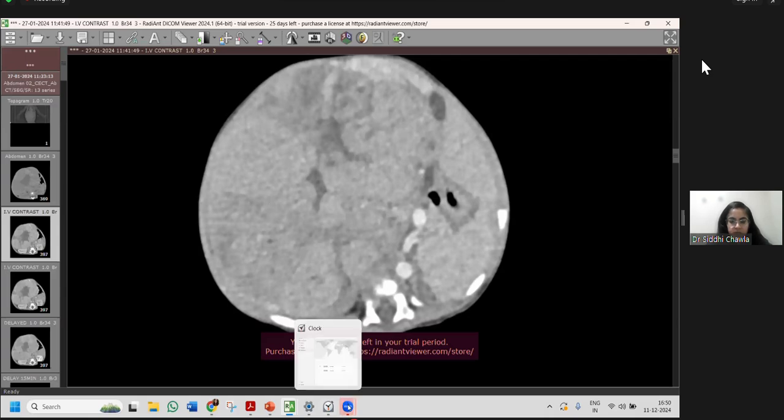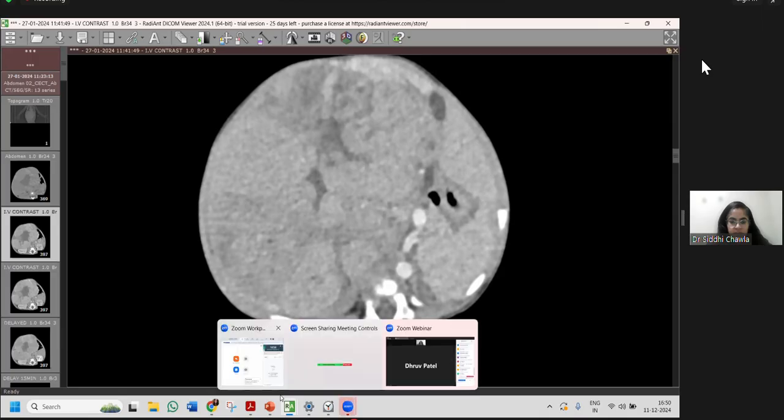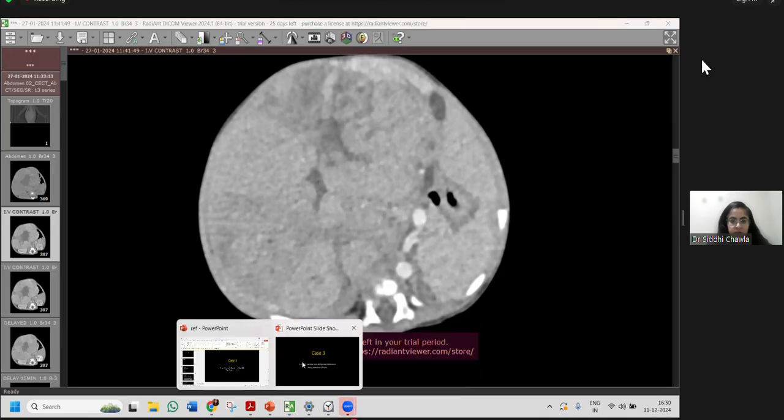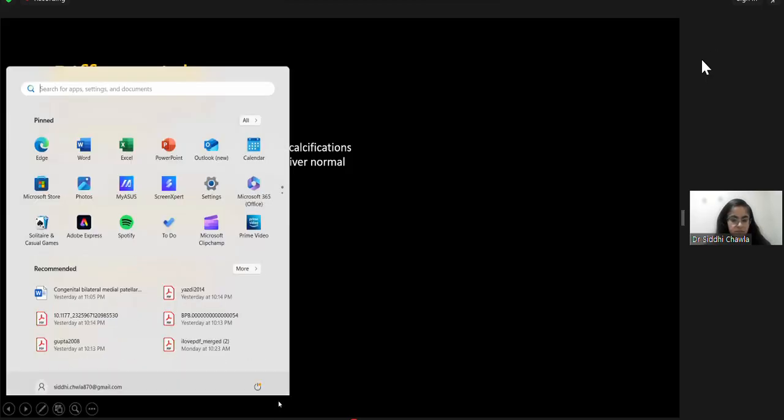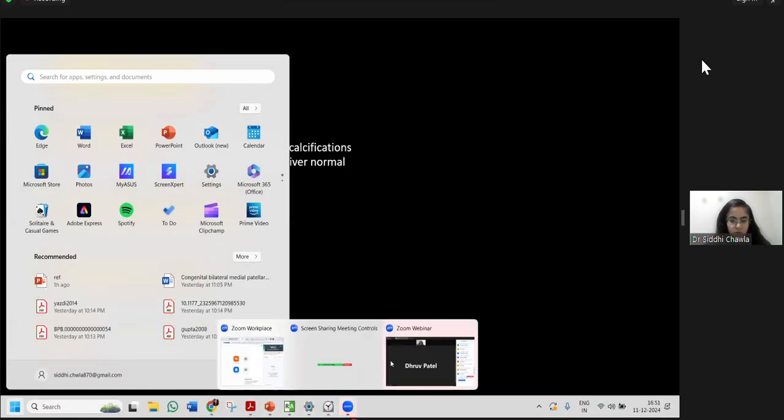So this was, so again I'll go back to my slides. So this was the case, and now once we have seen the case, now I am going towards the differentials that we have. So I told you that there is a large mass lesion which has a heterogeneous enhancement. There is change in the caliber of the aorta, and just open the text box.